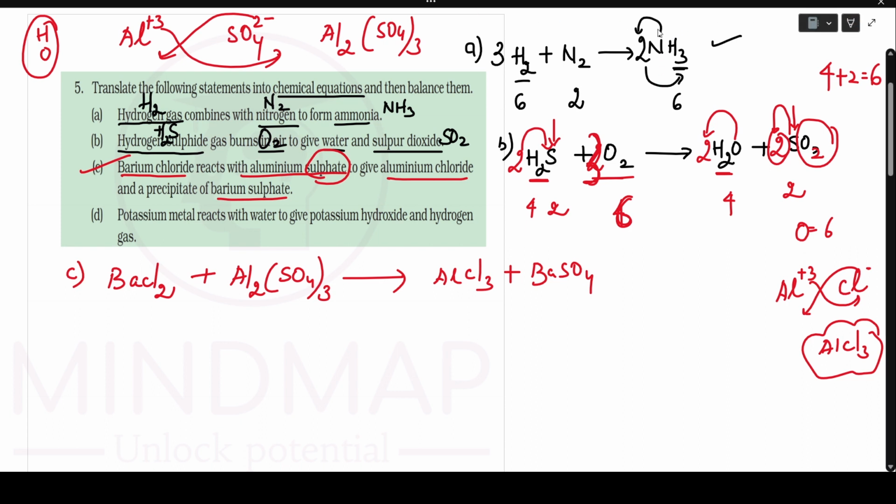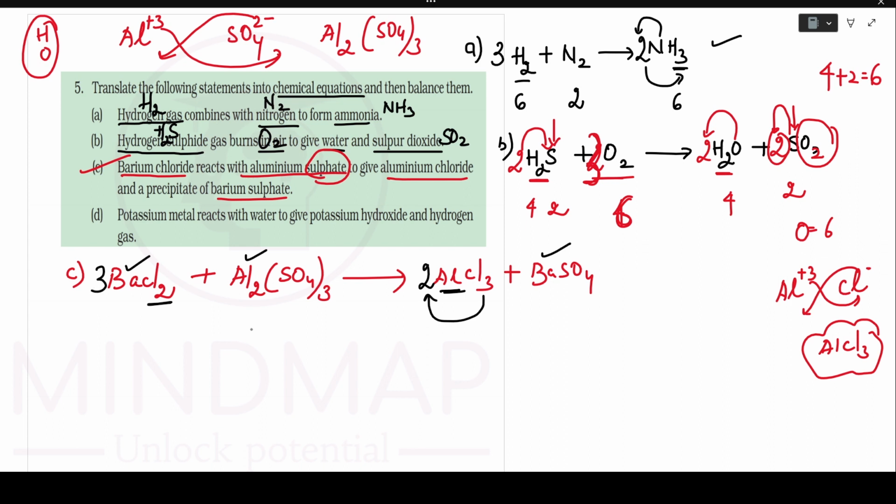Let's balance it now. First, let's check the barium. Barium here is 1, whereas here also 1. Aluminium here is 2. Here aluminium is 1. So let's make it 2. Balanced, correct? Let's see chlorine: Cl2, whereas here, check, 2 3s are 6. So let's write here 3. Chlorine here also becomes 6. Sulfur here is 3, whereas sulfur here is only 1. So let's write here 3. So sulfur is 3 now.